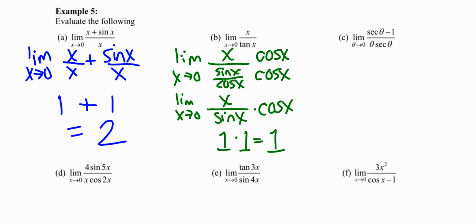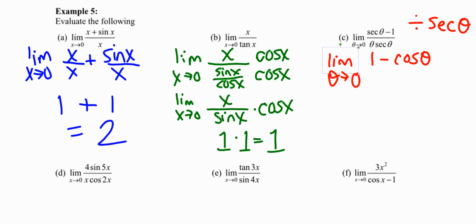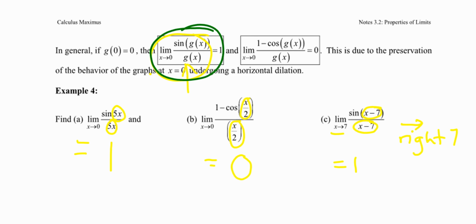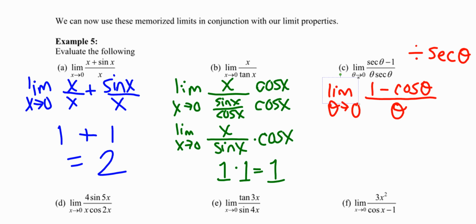This third one, a little bit more manipulation and it'll look great. It looks kind of close to the cosine limit that we have above, but not quite. So we can change it. And if you are smart, you probably already know what to do. If you divide every single term by secant of theta, watch what happens. The limit as theta approaches 0. Secant over secant is 1. 1 over secant is cosine. Theta times secant divided by secant is just going to be theta. This looks exactly like this up here, so we can assume that the limit is 0.